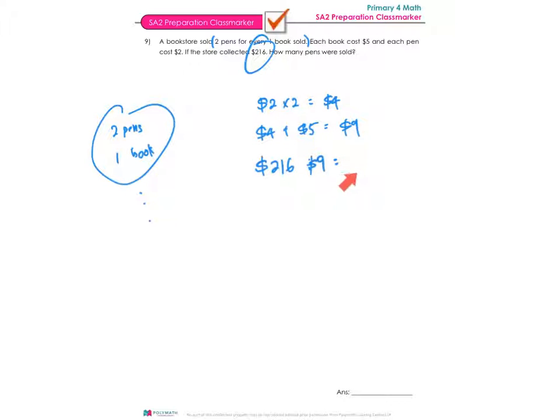So to find out how many groups the bookstore sold, 216 divided by 9 will give you 24. These are actually the number of groups.